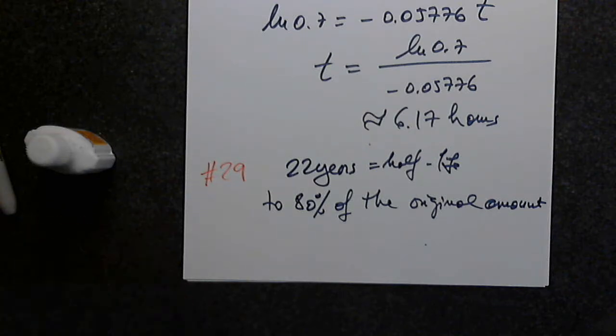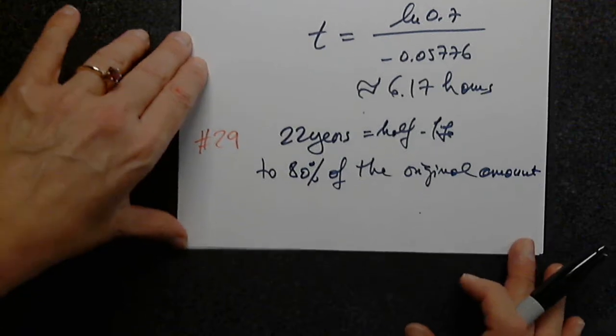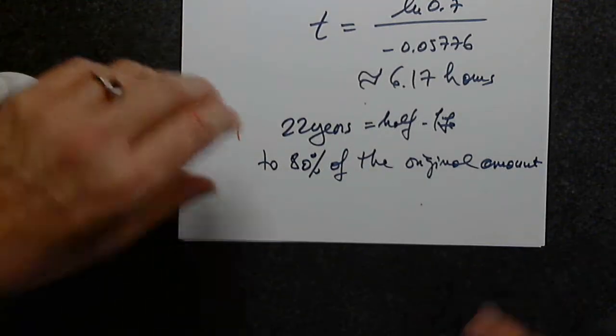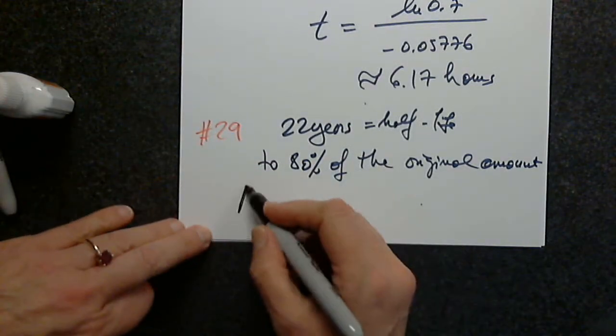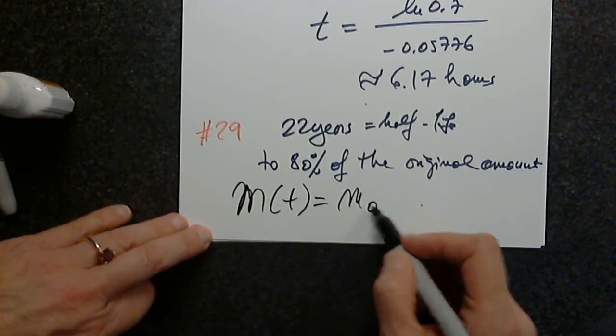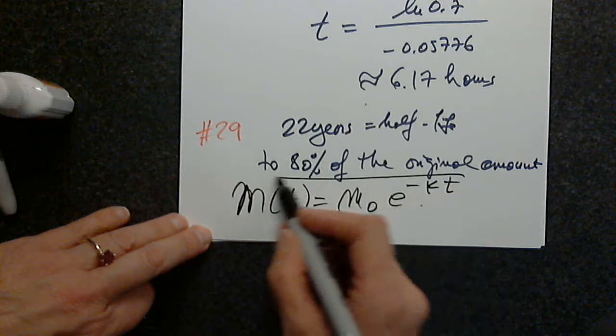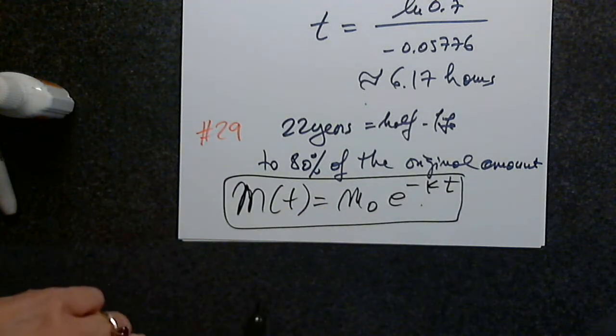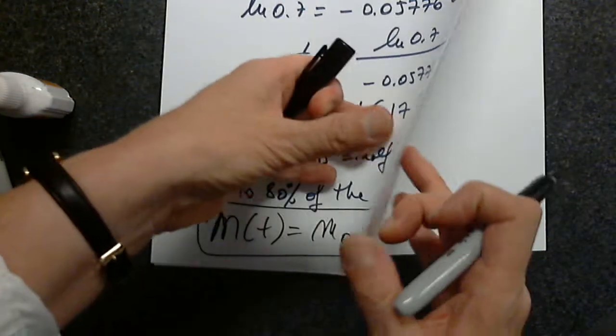I have to write the model. You do not have to memorize the model. I will put the models in all functions, in all problems. So since it's mass of T equals M0 e to the negative KT, you will get this. It will be part of the problem or the text of the problem.